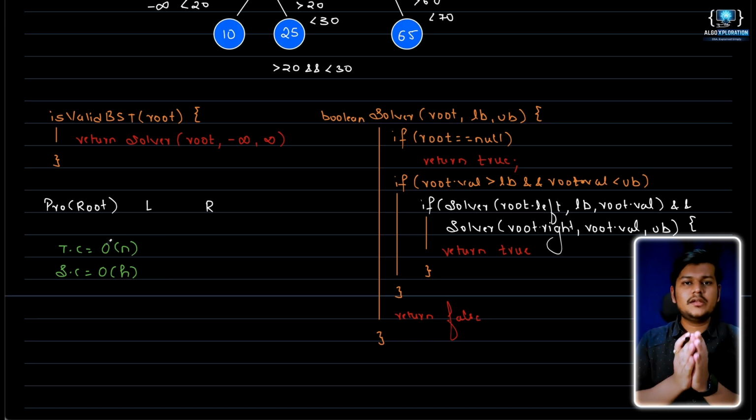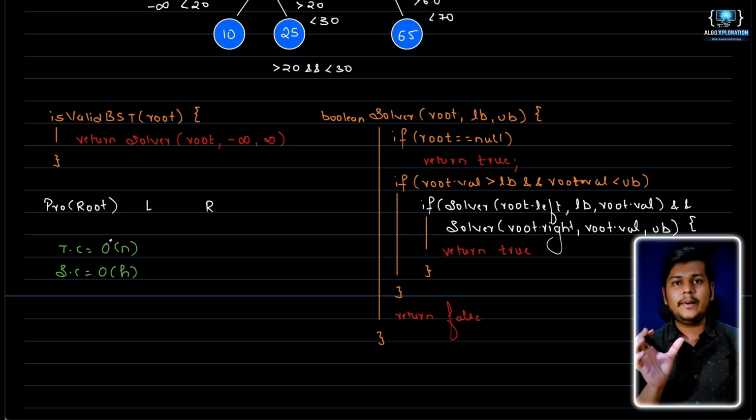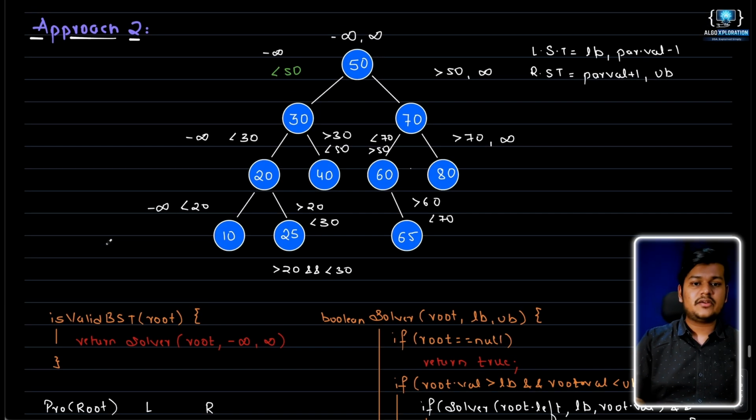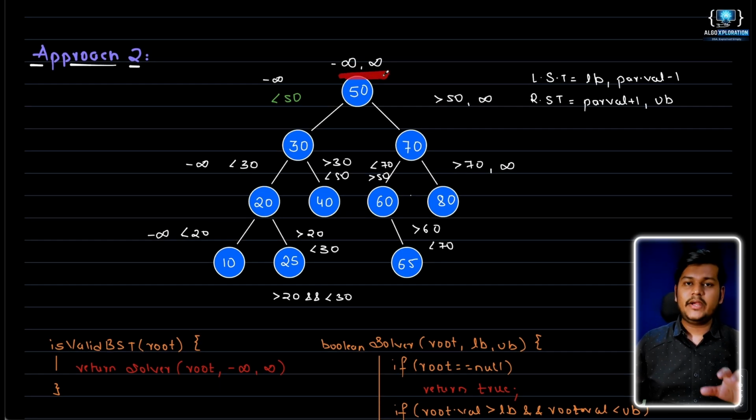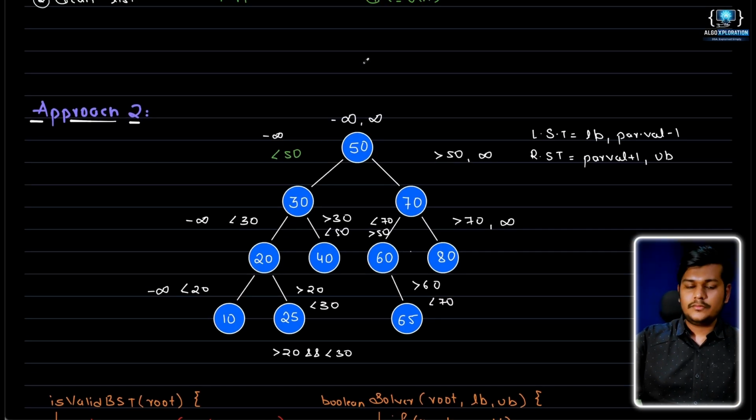Again, this was a medium level question, so it will be a little bit hard to understand. But if you got this range thing, it will be very easy to write the code on your own. So I believe that you got it. That's it.